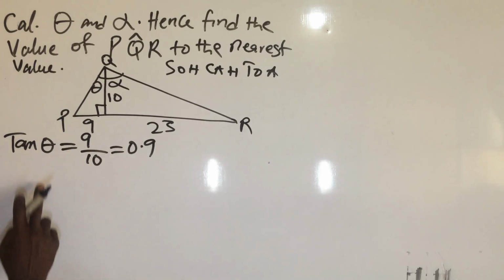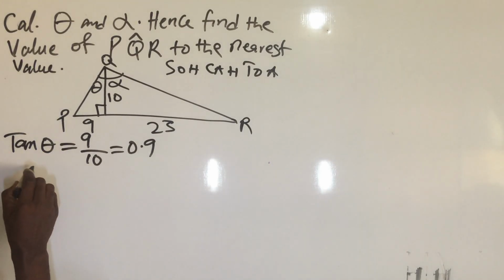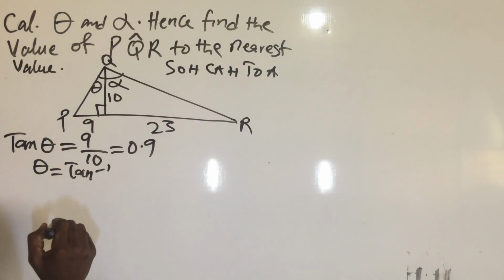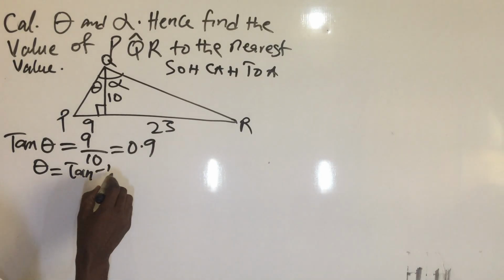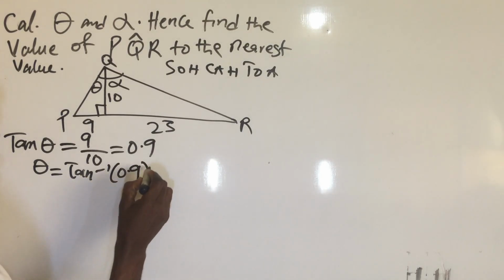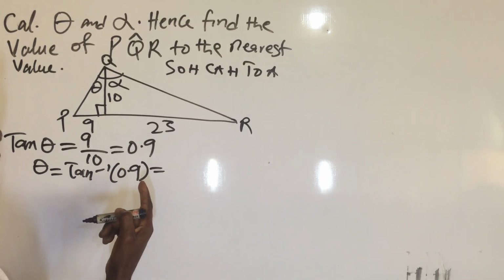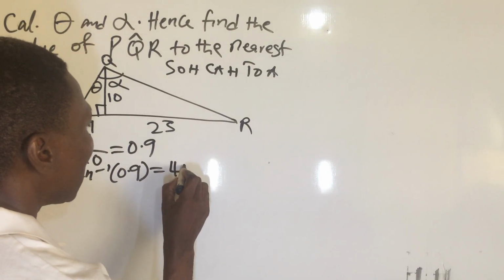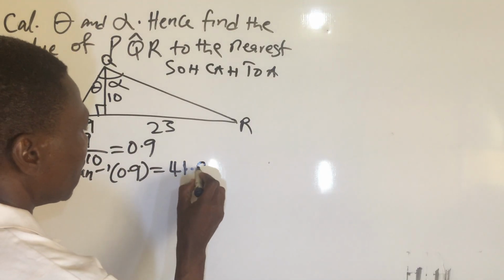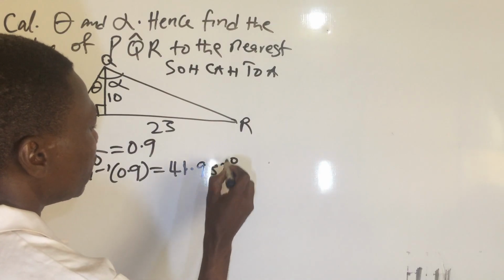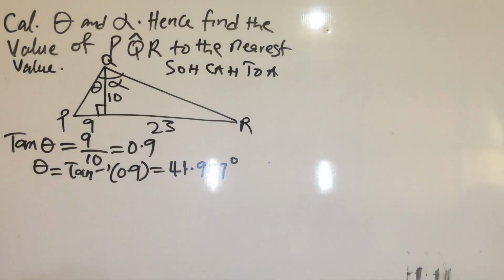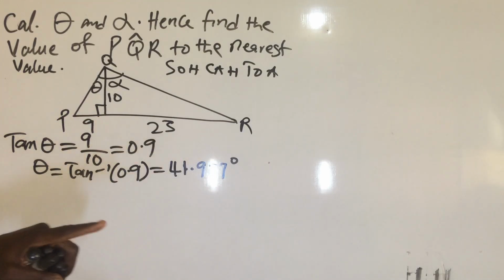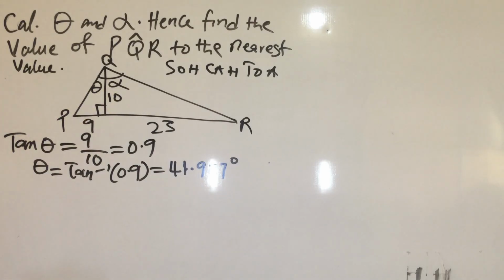Then remember, making theta subject of formula, we now have from our calculator theta equals tan inverse of 0.9. Use your calculator, find the tan inverse there, tan inverse of 0.9. And when we find the tan inverse of 0.9 on our calculator, what value do we have? We now have 41.987 degrees. Now let us move on. We have now the angle of this one is 41.987 degrees. Then let us find for the alpha.